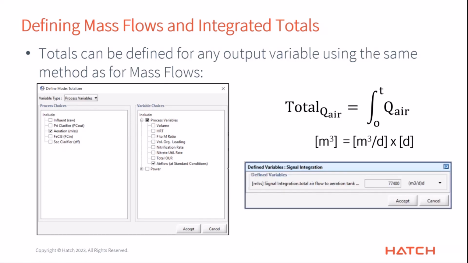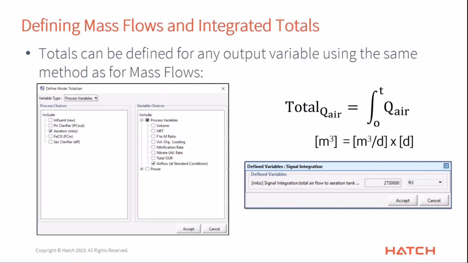And again, you're going to get a new variable here. So signal integration, total air to the aeration tank. And GPS-X will construct a unit for you over here by multiplying these two things together. Now, this is obviously meters cubed per day times day. If you pull down that menu, it will give you another option to switch that to just meters cubed, or in this case, I decided to flip it over to feet cubed, and you can see that it works with that number. So that is a useful thing to be able to do.